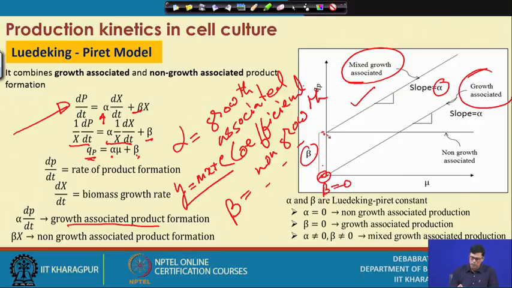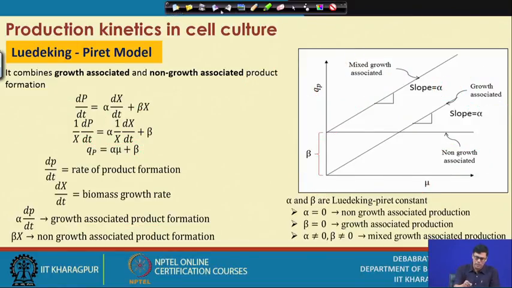Now, in case of non-growth associated product, the beta value should not change with respect to mu. You can see here that your specific rate of product formation should be constant. It will not change with respect to mu value. Then we call it a non-growth associated product. Now, the question comes: what are the different examples we have in case of growth associated product and non-growth associated product?